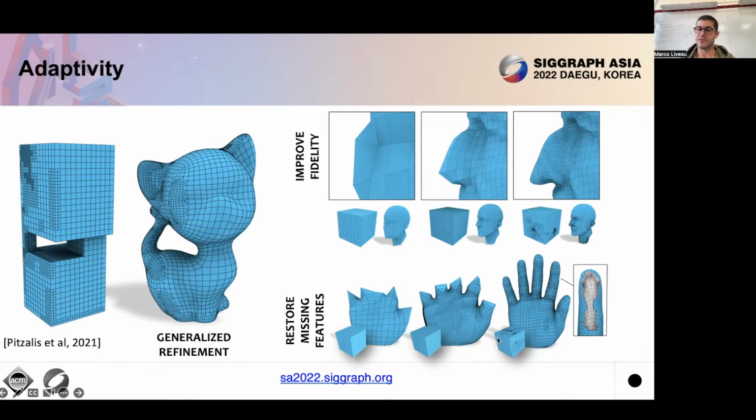So in this case, you can go adaptive. And if you just refine near the thin portion of the mapping where the fingers are collapsed, you can reproduce the model.